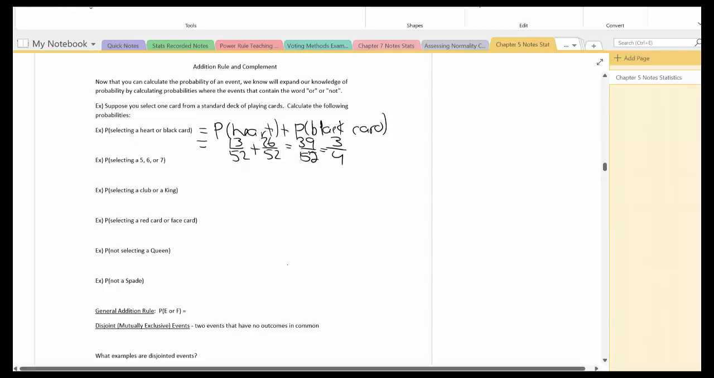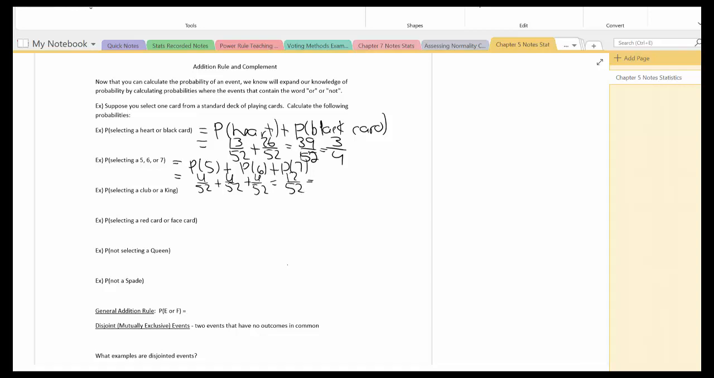All right, let's take a look at the next example. What's the probability of selecting a 5, a 6, or a 7? So again, we did this similarly before. This is the probability of a 5 plus the probability of a 6 plus the probability of a 7. So there's 4 5s, 4 6s, 4 7s. Add them up, that's 12 out of 52. And that simplifies to 3 out of 13. Now, is it possible to select a 5 and a 6 at the same time? No. Is it possible to select a 6 and a 7 at the same time? No. Is it possible to select a 5 and a 7 at the same time? And that's no. So again, there's no overlap here.